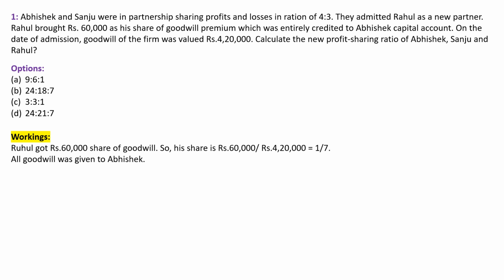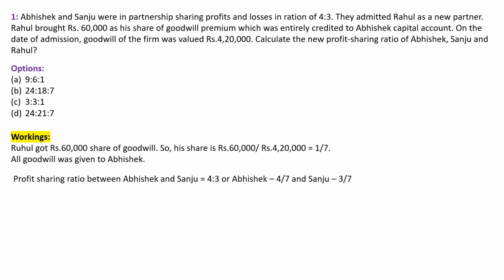So Rahul got rupees 60,000 as share of goodwill. So his share is rupees 60,000 divided by 4,20,000, equal to 1 by 7. Correct? Because the goodwill of the firm was valued at 4,20,000 and he is contributing 60,000. So what is his share? It is 1 by 7. And all goodwill was given to Abhishek, right? Because it is credited to Abhishek's account.